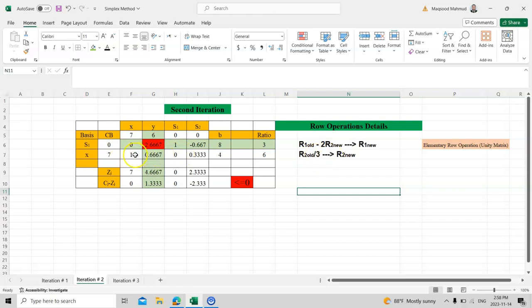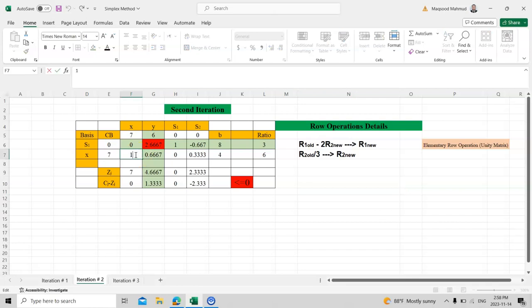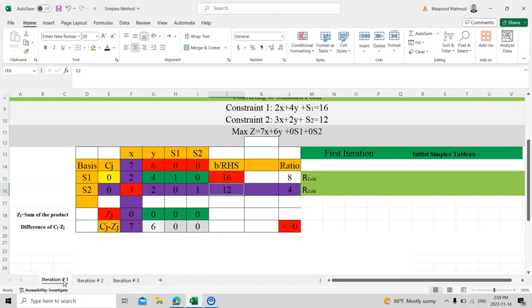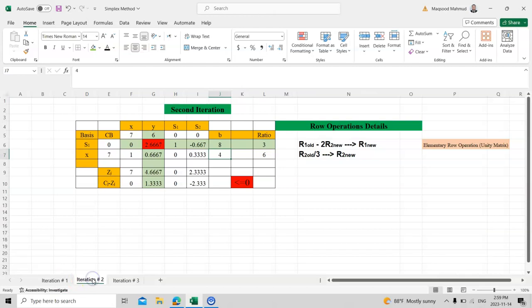So I did the same operation, 3 by 3 is 1, okay? And the second one, 2 by 3, I got this one. Similarly, this one is also 0 and also 1 by 3, okay? And similarly, this element is 4 because 12 by 3 is 4, okay? All right, so the ratio I will calculate later on after finding the pivotal column and pivotal rows, okay?